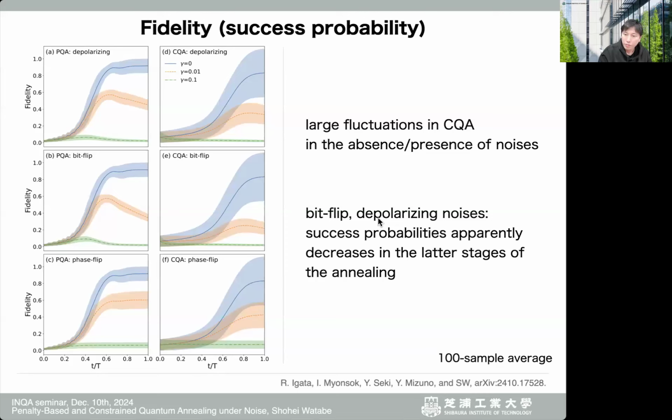For the bit flip and the depolarizing noise, the success probability apparently decreases here and here in the latter stage of the annealing, particularly for the PQA system.